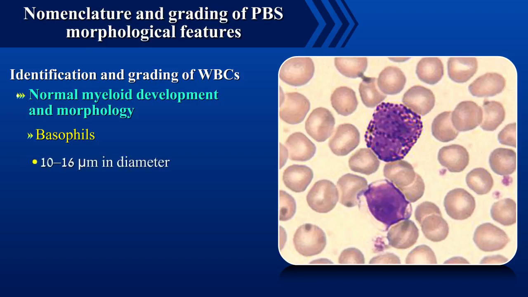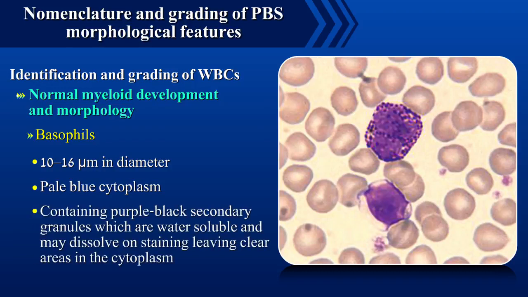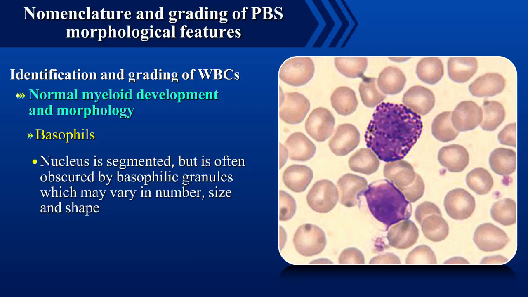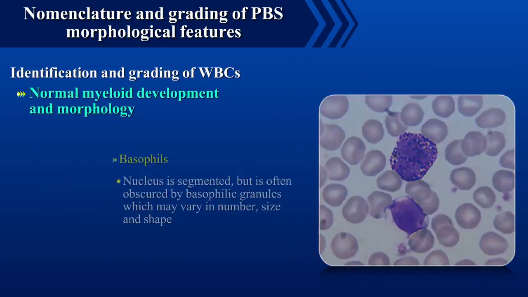Basophils are 10 to 16 microns in diameter with pale blue cytoplasm containing purple black secondary granules which are water soluble and may dissolve on staining, leaving clear areas in the cytoplasm. The nucleus is segmented but is often obscured by basophilic granules which may vary in number, size, and shape.